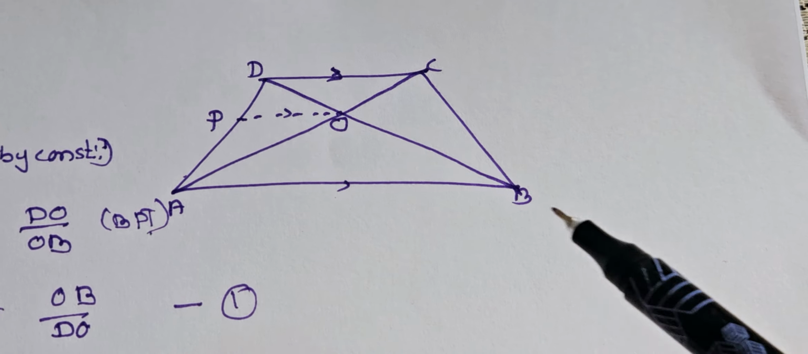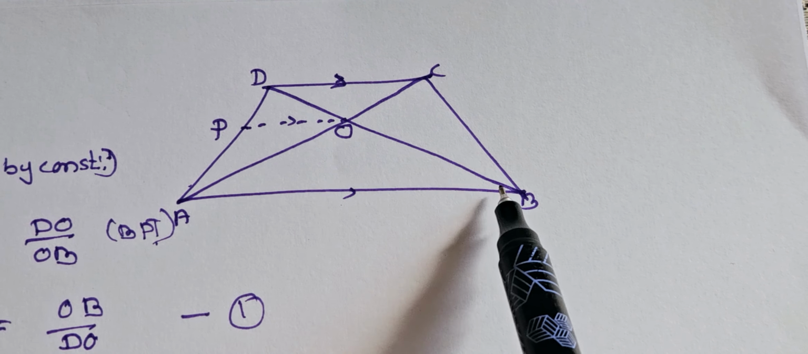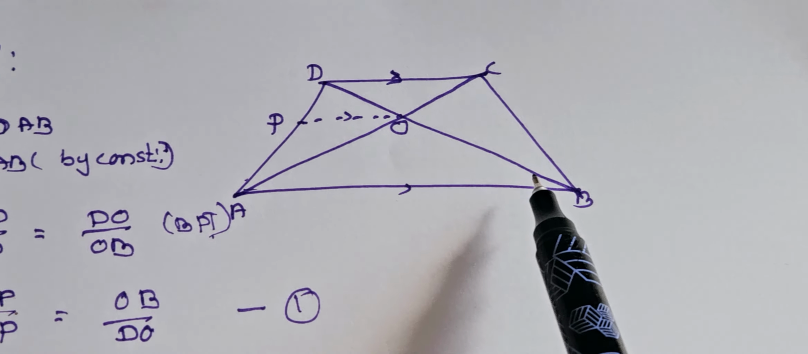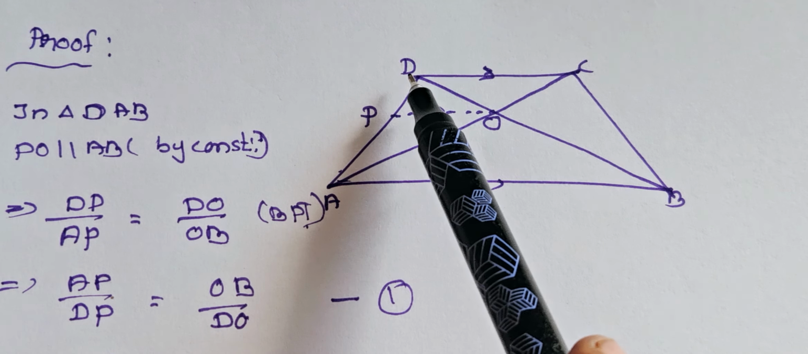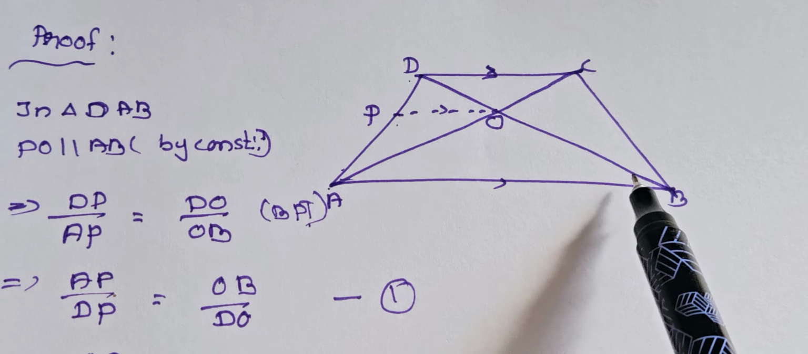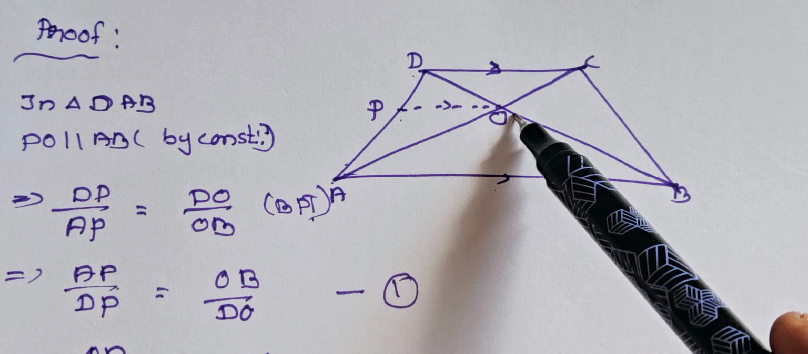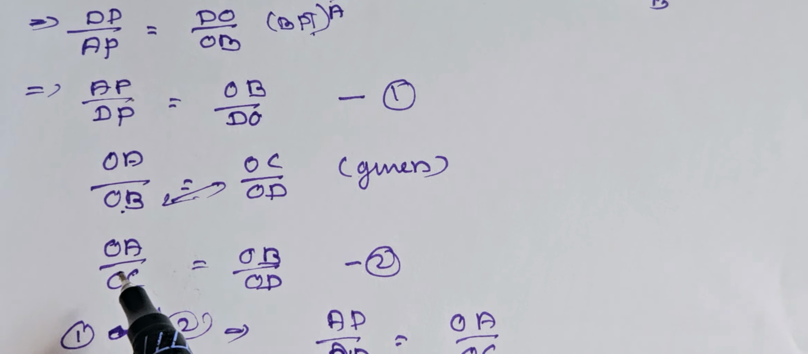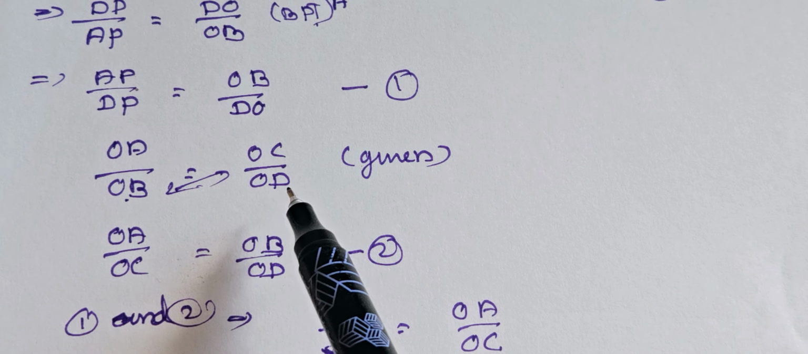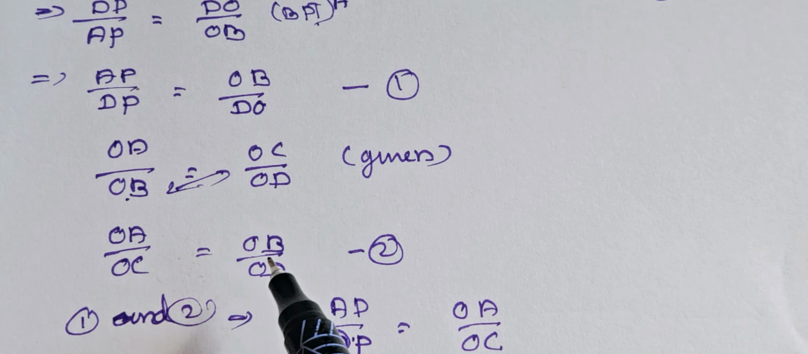Now once again, proof. In triangle DAB, since PO is parallel to AB, reason by construction, we get DP by AP equal to DO by OB. Taking reciprocal, we get AP by DP equal to BO by OD. But we have given that OA by OB equal to OC by OD. Now interchanging the positions, OA by OC equal to OB by OD.